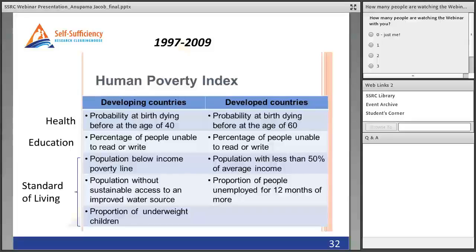So the HPI has been used to differentiate between developing and the more advanced nations in terms of indicators, but since it has now been replaced by the Multidimensional Poverty Index, I present this just as background information, and I will not spend time here on the indicators of the HPI.